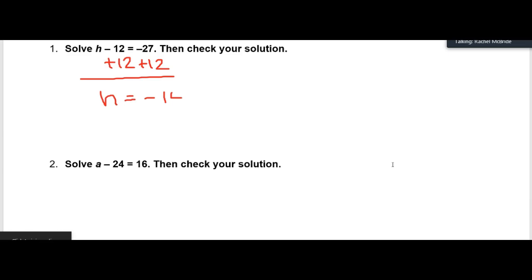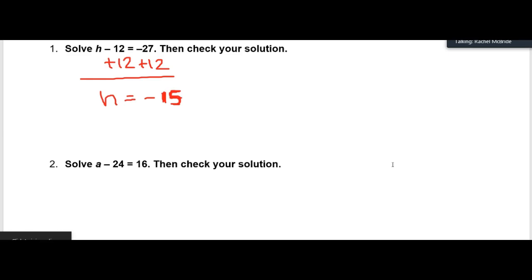You're close. Yeah, there you go. I almost wrote it down and then I was like, wait. All right, so you got h equals negative 15. How do I set up my check for that? What am I going to do? What's it going to look like?